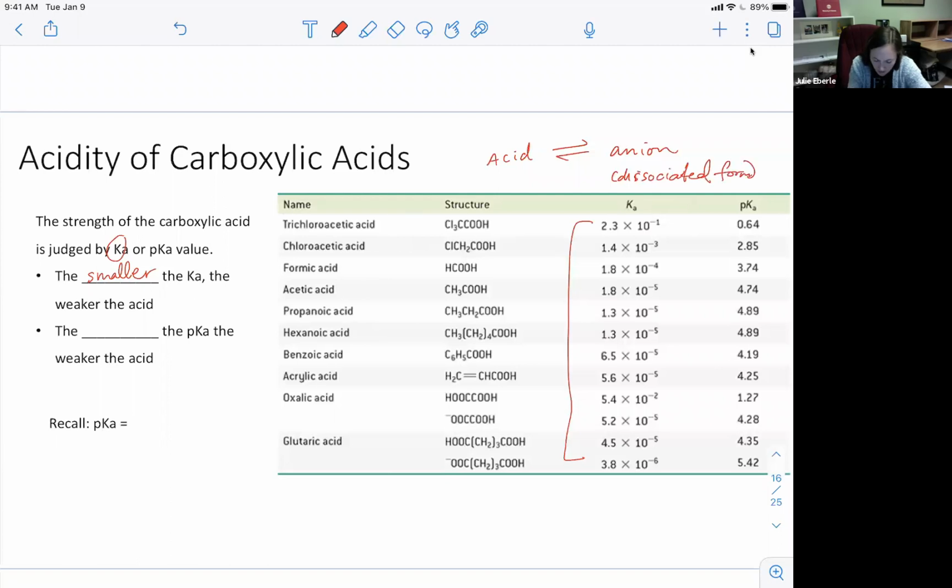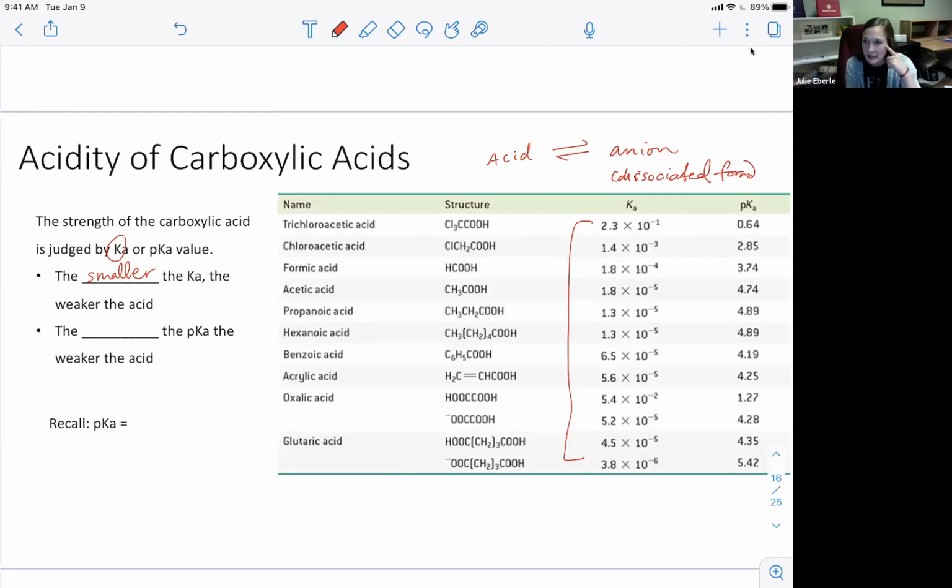So I want to explain something. We know these are reversible reactions, which is why we can get a Ka value. You can write a Ka for any reversible reaction. So the acid is the put together form. The anion is the dissociated form, all right?